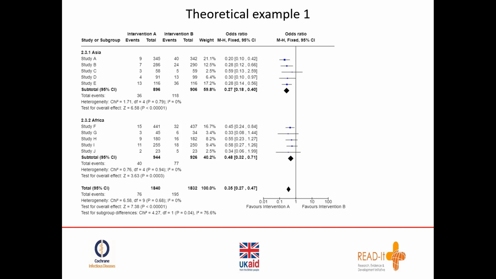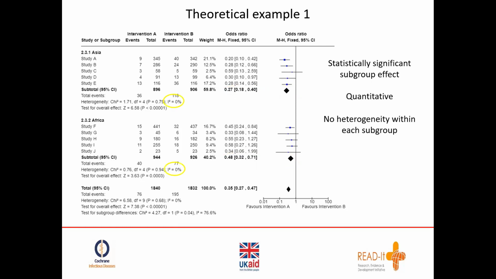So to begin with, when we're interpreting the subgroup analysis, we can see that the test for subgroup differences indicates a statistically significant subgroup effect. We can see that the treatment effects for both subgroups favour the same intervention, so the effect is quantitative. We can see that there's no residual heterogeneity left within each subgroup. And we can see that 5 studies contribute to each subgroup, and almost 1,000 patients in each, almost 2,000 patients in each subgroup as well. So we do have a good amount of data contributing to each subgroup here.